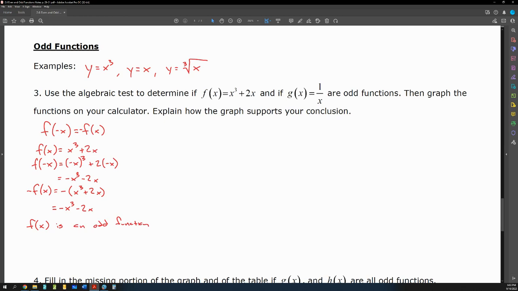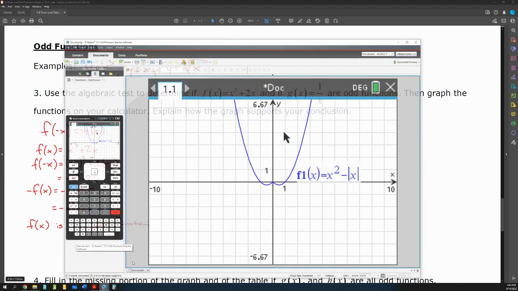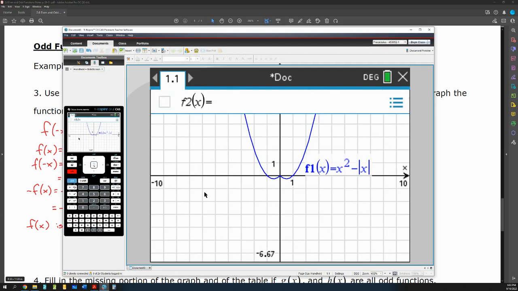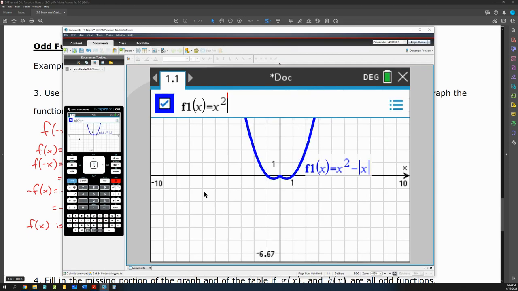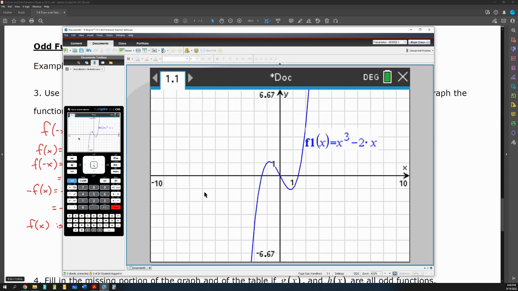Okay, so let's go ahead and graph it and just see how that supports our claim. So again, we have x cubed plus 2x. I'm going to hit tab, and let's go ahead and remove our old function. So x cubed minus 2x, and we'll see what that looks like.